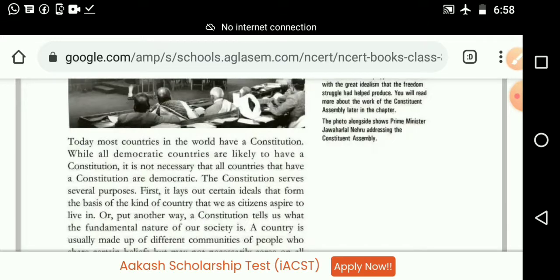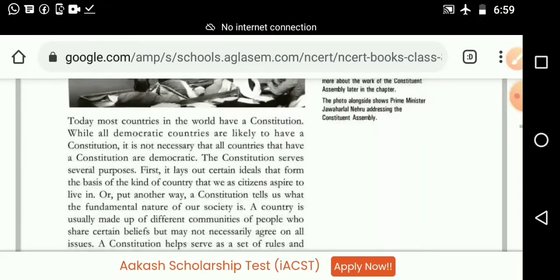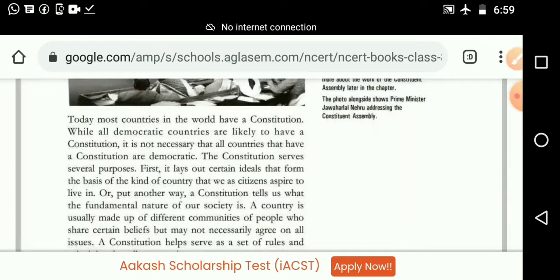monarchies, where kings are ruling, also have constitutions. It is not compulsory that all countries having a constitution be democratic. But if a country wants to become a democratic country, they must make a constitution for themselves. Okay, the constitution serves several purposes.